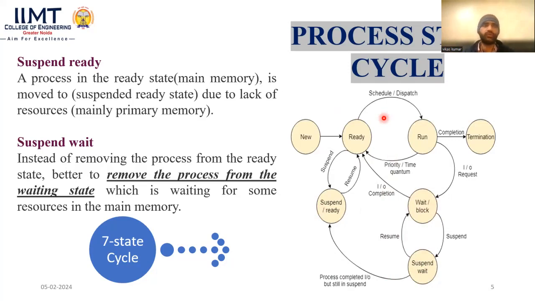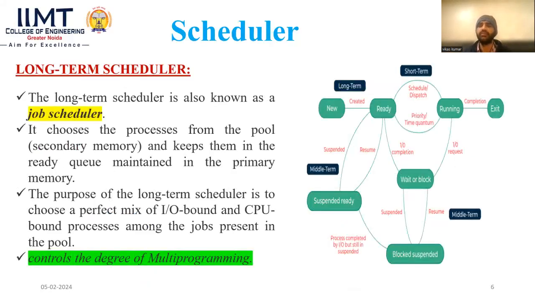So I hope you clearly understand the working nature of the process state cycles: what the 5-state cycle is and what the 7-state cycle is. In the 7-state cycle we added 2 more process states: the suspended ready state and the suspended waiting state.